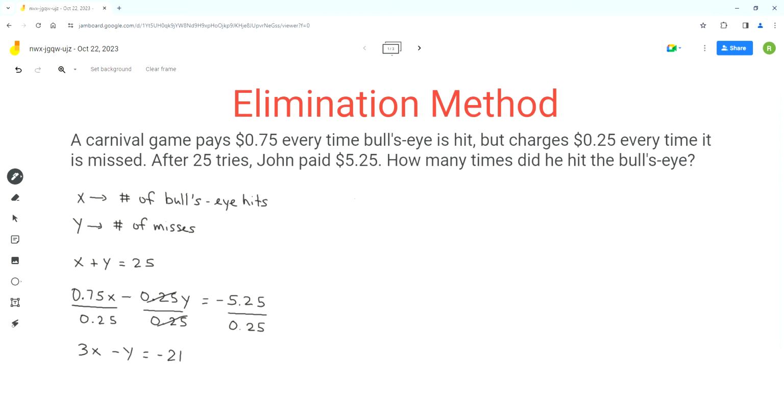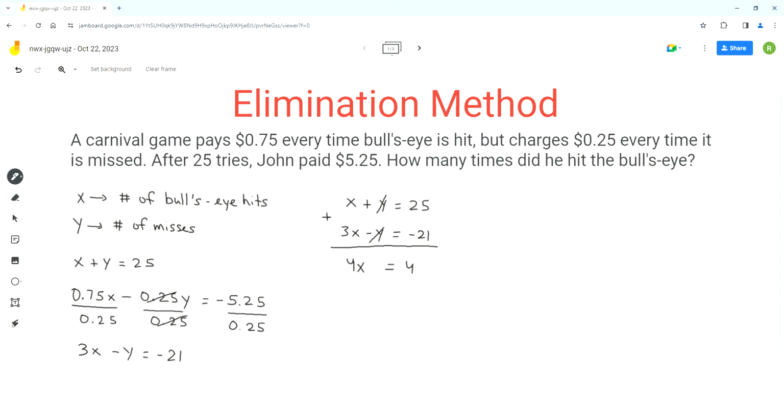Now we can rewrite these two equations again. x plus y equals 25, and 3x minus y equals negative 21. This is the linear system we have to solve, and we can use the elimination method because in this case the y terms have the same coefficient but opposite sign. So if we add these two equations, the y terms will cancel each other out. We get x plus 3x, which is equal to 4x, the y terms cancel out, equals, and on the other side we do 25 plus negative 21, which is equal to 4.